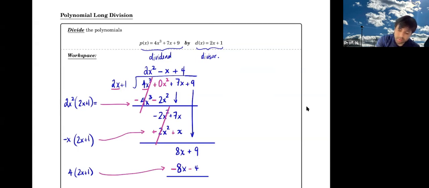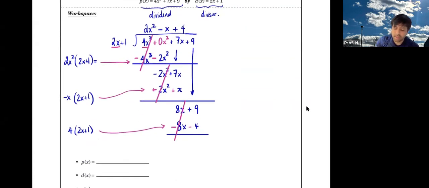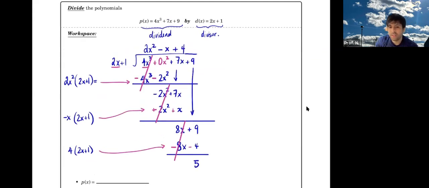And now what happens? 8x minus 8x cancels. 9 minus 4 is what? 5. And the result here, 5, has a degree less than the degree of the divisor.